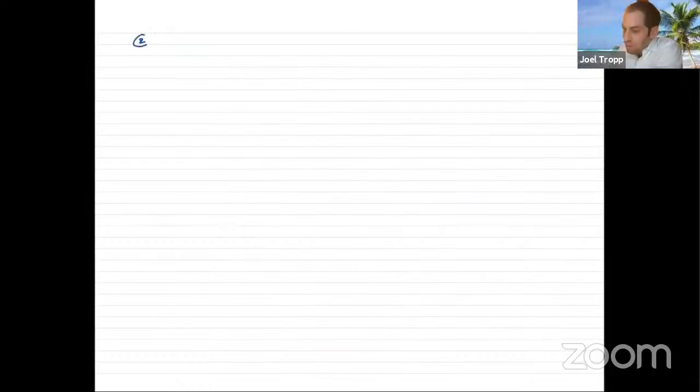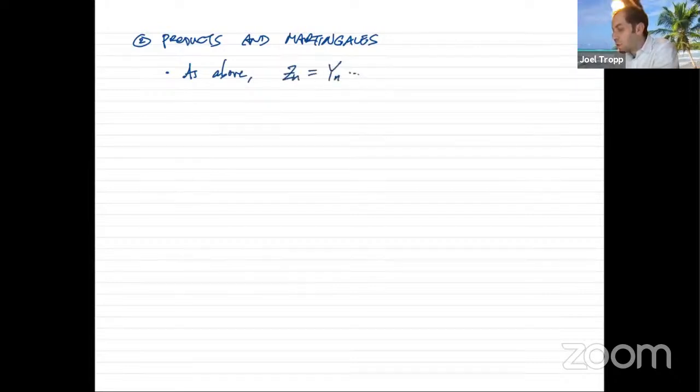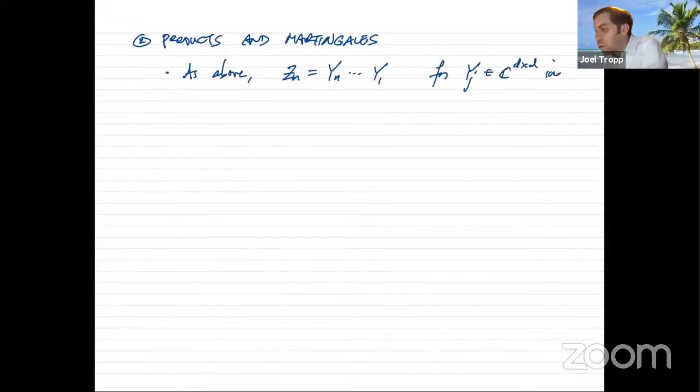Okay, so part 2, products and martingales. So it's often the case that people study random products with Markov chain techniques. It's only one of a number of different ways to approach these questions. So let me remind you of what we're assuming here. We're going to be looking at a random matrix Zn, which is a product of factors Yn down to Y1, and the Yj are d by d and independent. And so we're going to be interested in concentration.